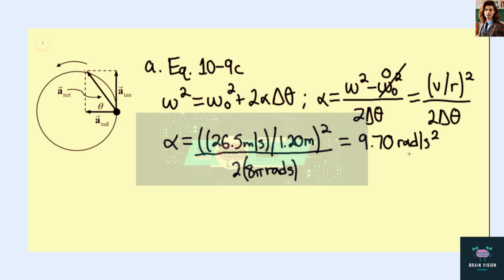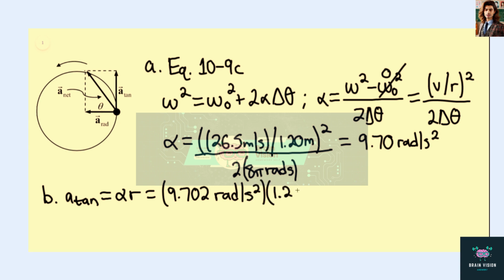Now, for part B, to find the tangential acceleration, this would simply equal the angular acceleration times the radius r. And so this would be 9.702, we will round at the very end, radians per second squared multiplied by 1.20 meters. This equals 11.64 meters per second squared.